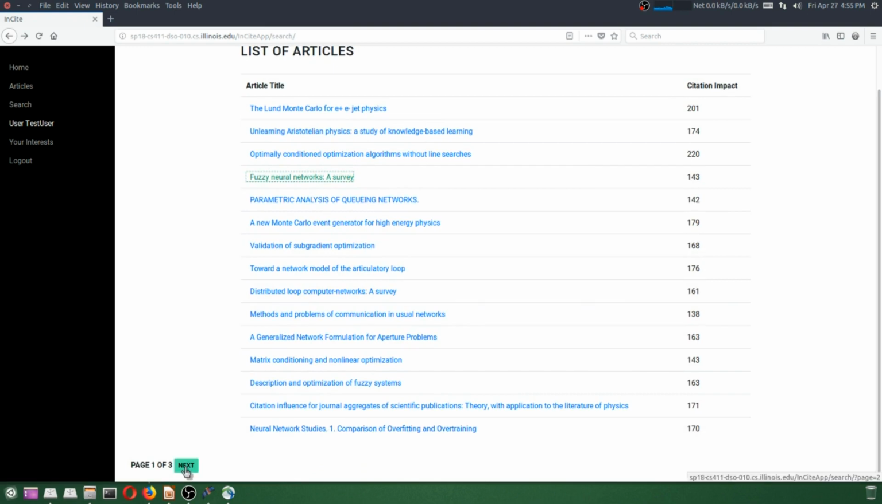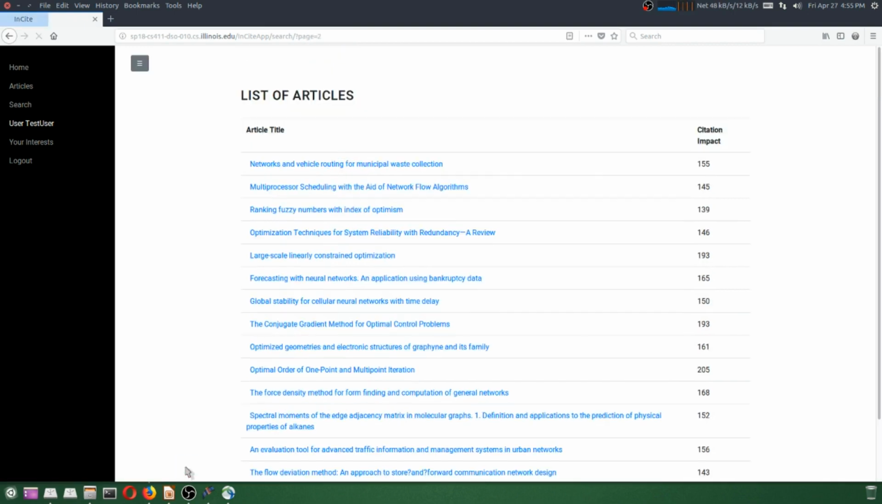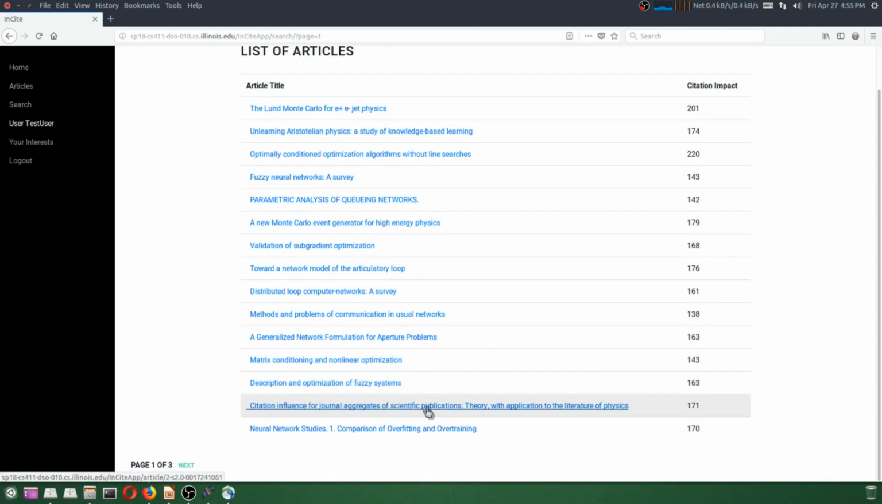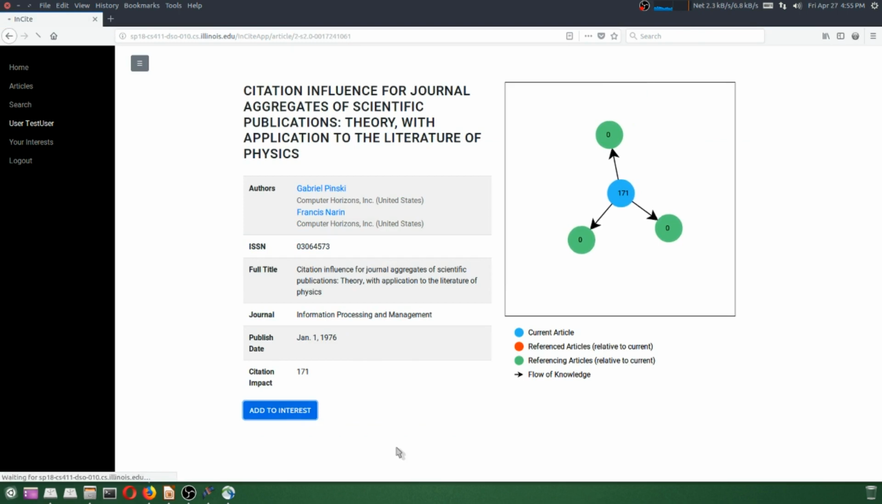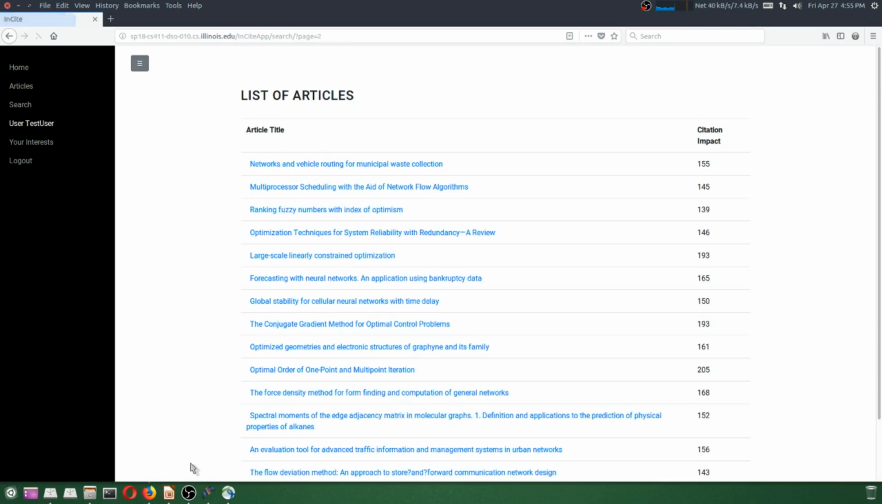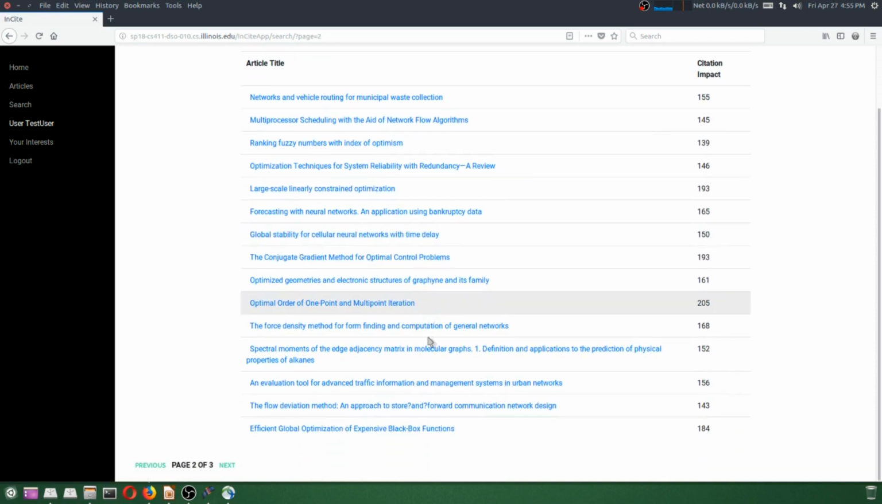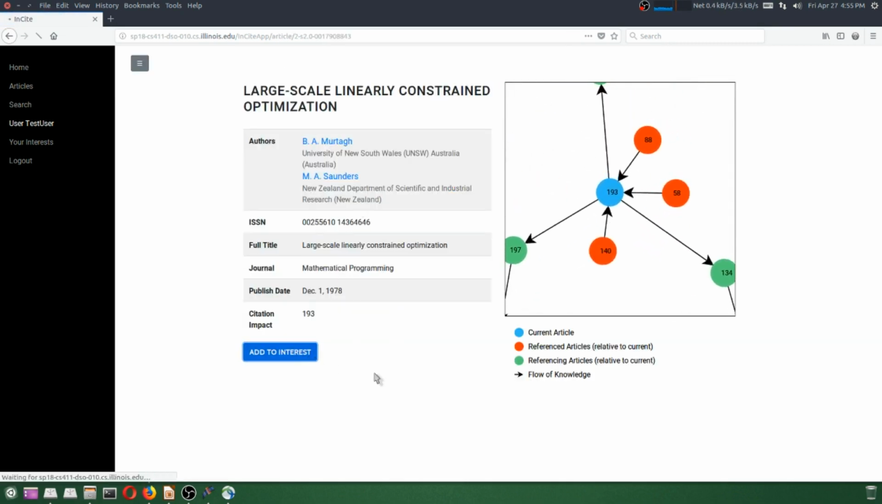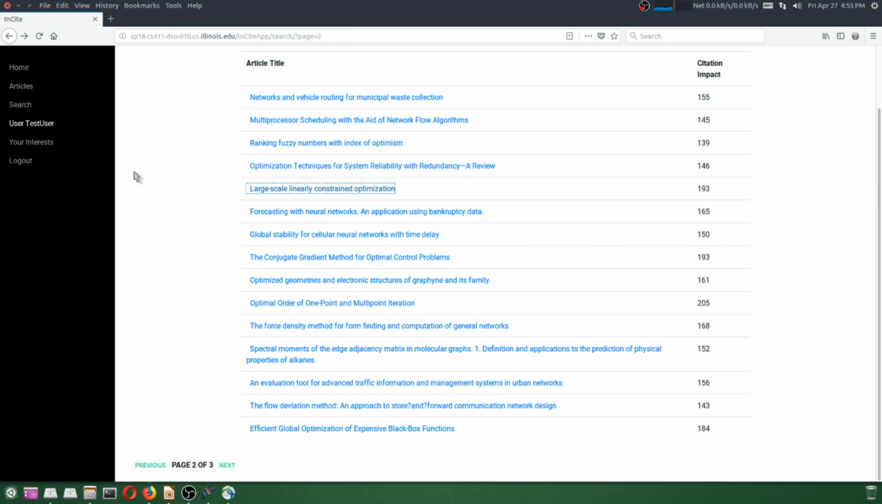Let's see if we can find something on the second page. Oh wait, there's an article talking about citation. Okay, well, let's check it out. Put it to my interest. And a bunch of stuff about neural networks. Large-scale linearly constrained optimization. Add to my interest.